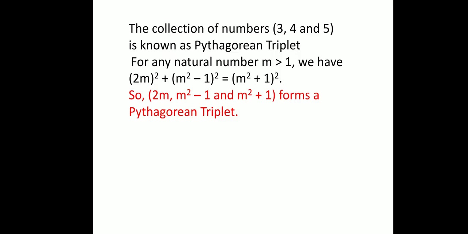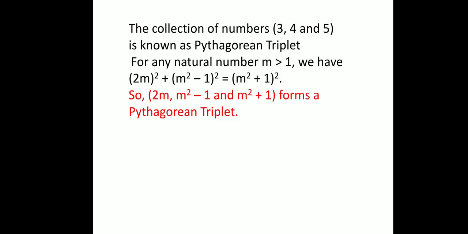So, for any natural number m greater than 1, we have 2m square plus m square minus 1 square is equal to m square plus 1 whole square. So 2m, m square minus 1 and m square plus 1 forms a Pythagorean triplet.